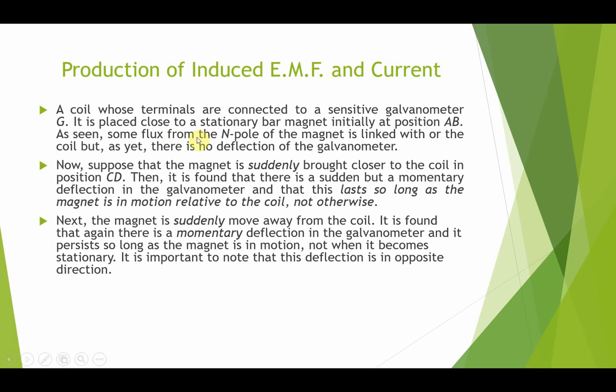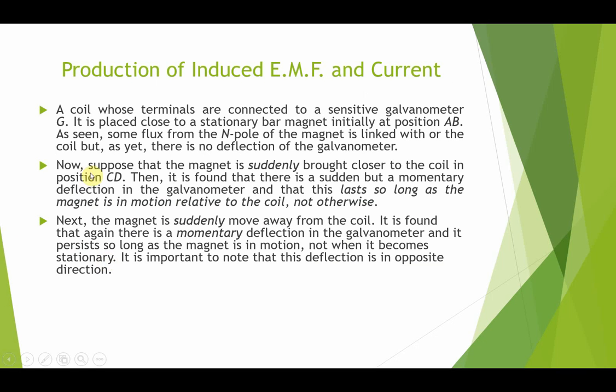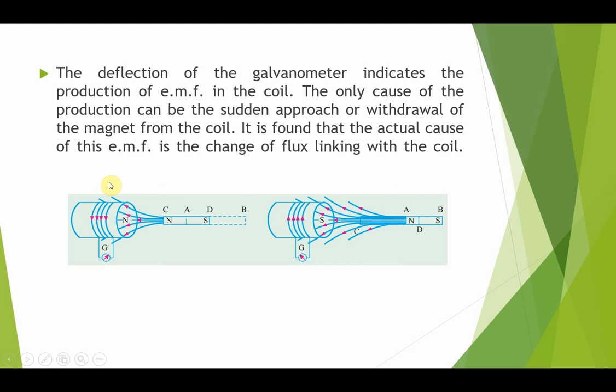Some flux from the end pole of the magnet is linked with the coil, but as yet there is no deflection of the galvanometer. Initially there is some flux, but no movement detected by the galvanometer. Now suppose that the magnet is suddenly brought closer to the coil to a position CD. This is the new position of the bar magnet, CD. It has come closer to the coil.